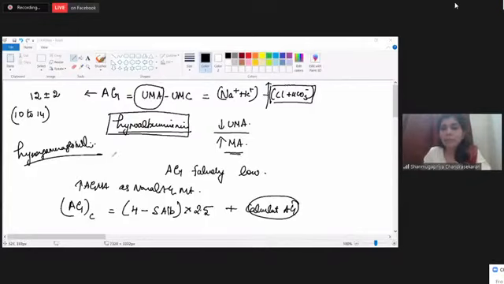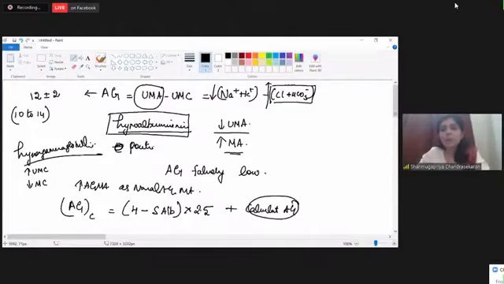So in multiple myeloma or even in chronic infections, there is an increase in gamma globulin, which is positively charged. So in this case, there is an increase in unmeasured cation concentration. Whenever there is an increase in unmeasured cation concentration, there is a decrease in measured cation. In that case, again, the anion gap might look normal.